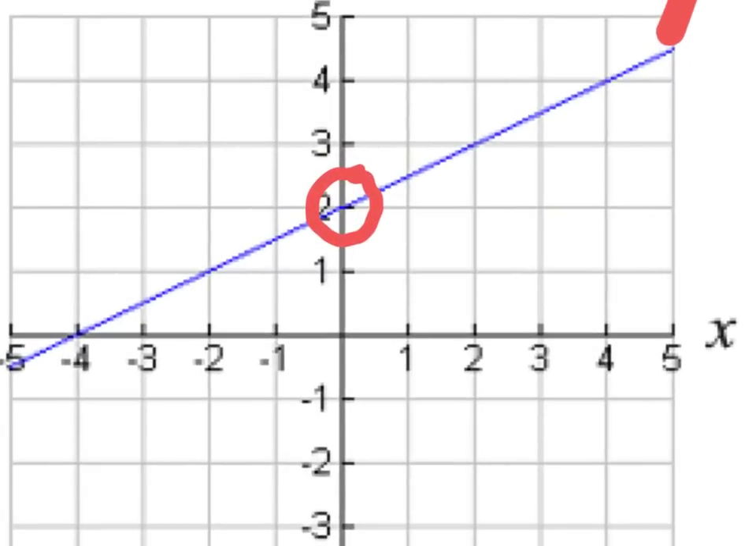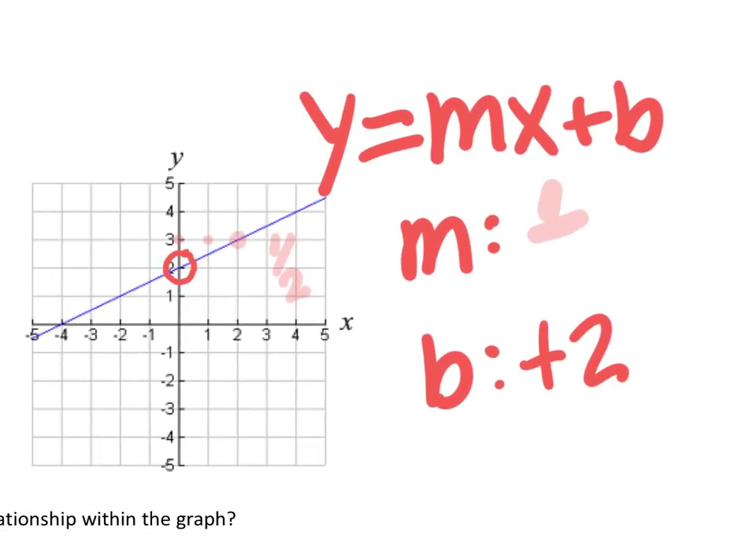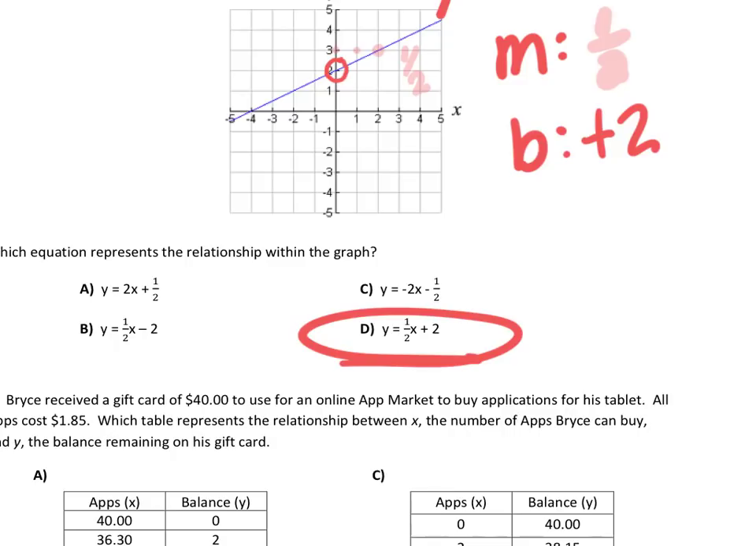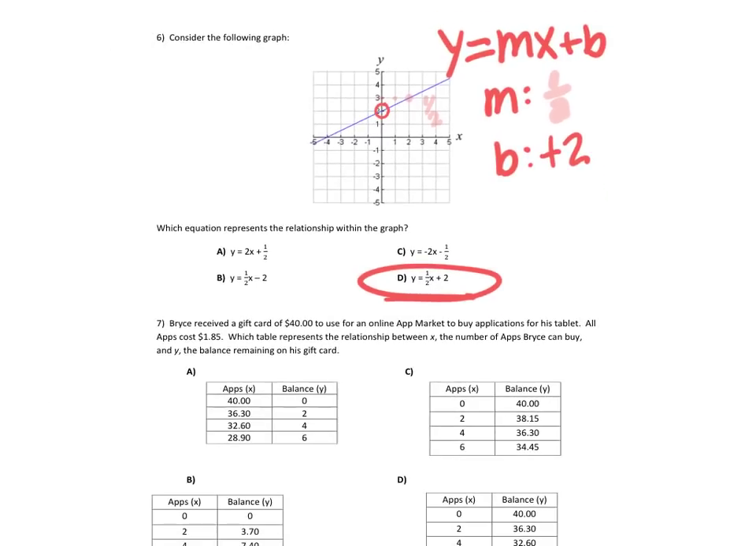So right here, it would cross again at this point right there. So I would rise 1 and run 2. So it would be 1 over 2. My M is 1 over 2. Does that equation match it? Yes. So easy, guys. So easy. Okay? Where's my y-intercept? Where does it cross the y-axis?